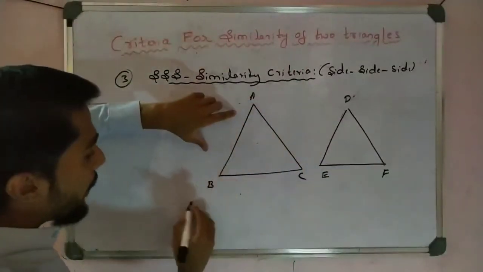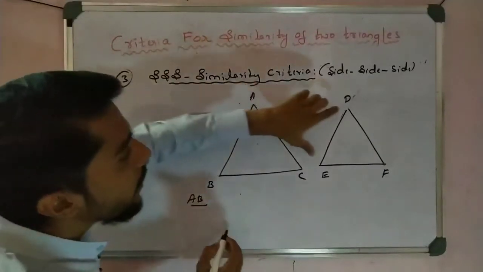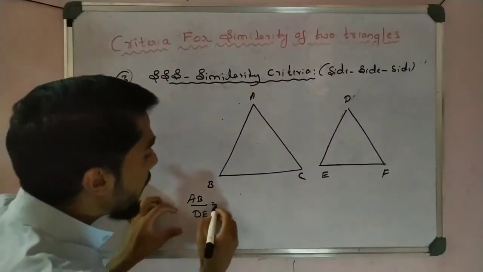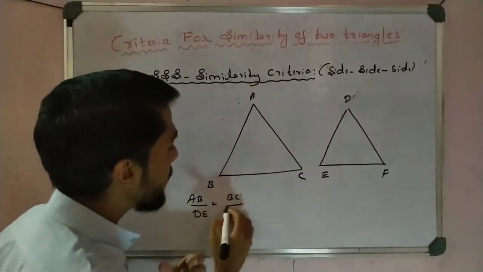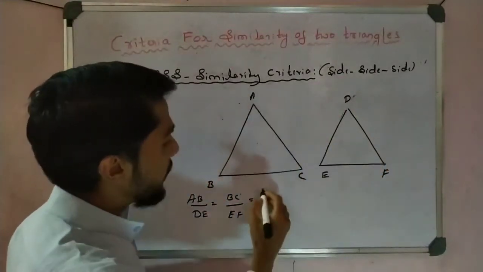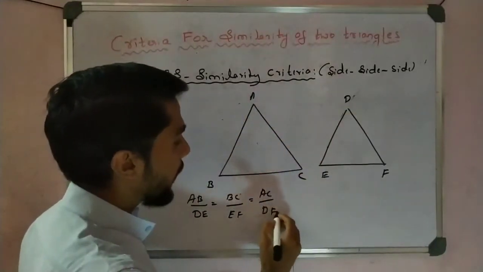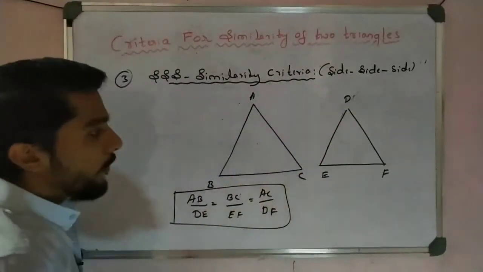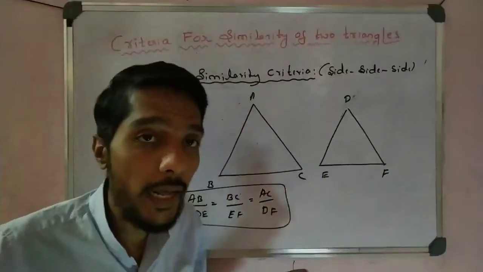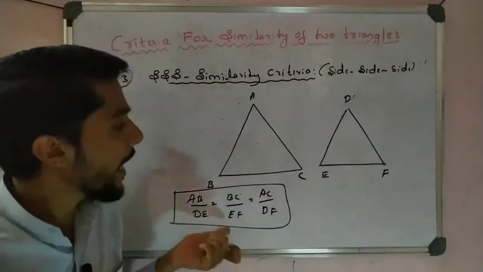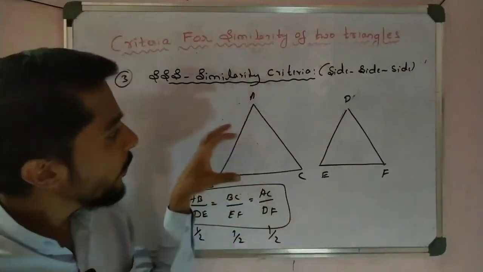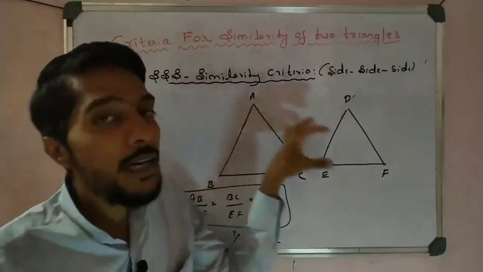For example, AB corresponds to DE, and you find the ratio of AB and DE. We get the same ratio as you find for BC corresponding to EF, and the same for AC divided by DF. See here what this says: if the corresponding sides of the given triangles are in the same ratio. For example, if I calculate, I get 1 by 2, this also 1 by 2, this also 1 by 2, means same. Therefore the ratio of the corresponding sides is the same.